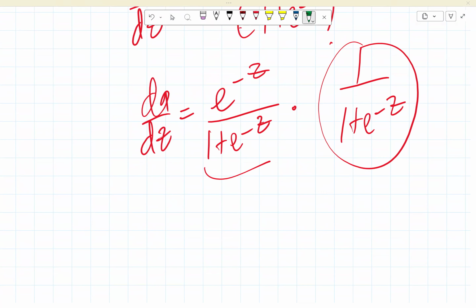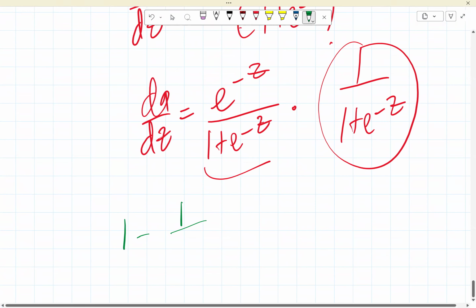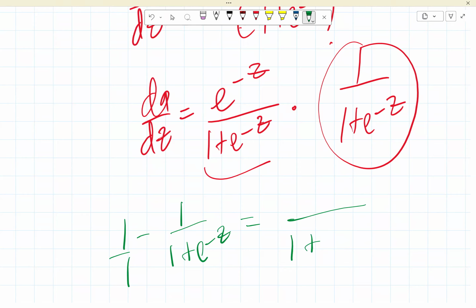Okay, let's just do the maths. Like 1 over 1 plus e raised to power minus z. So this is 1 over 1, so the LCM is 1 plus e raised to power minus z. So 1 here, that's 1 plus e raised to power minus z minus 1. So this cancels out. Yeah, so we are good.